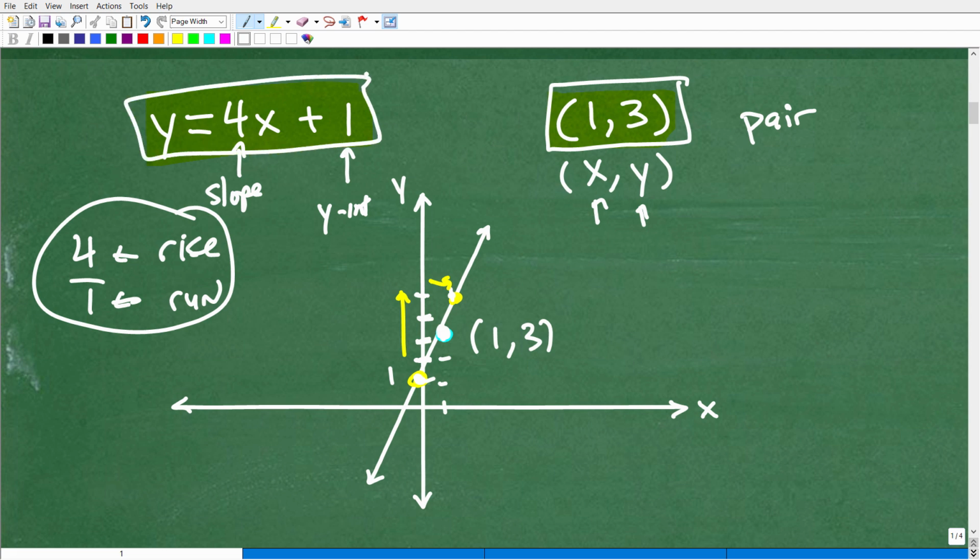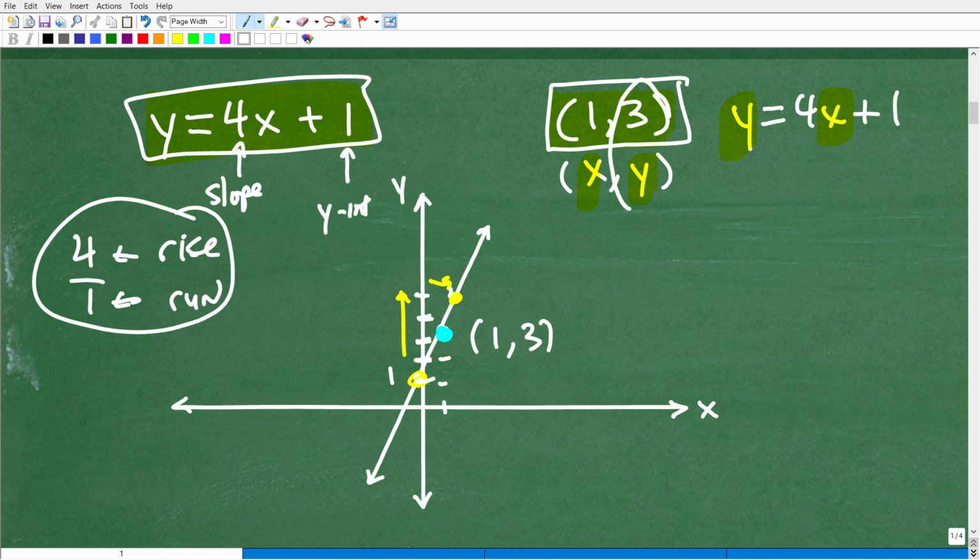So let's go back over to our equation. We have y equals 4x plus 1. And let me just go ahead and write that right here. y equals 4x plus 1. Now here's the deal. If this point is on this line, when I plug in this respective x and y information into this equation, the equation will be balanced. It will be a true statement. So let me go ahead and plug this in and show you what I'm talking about.